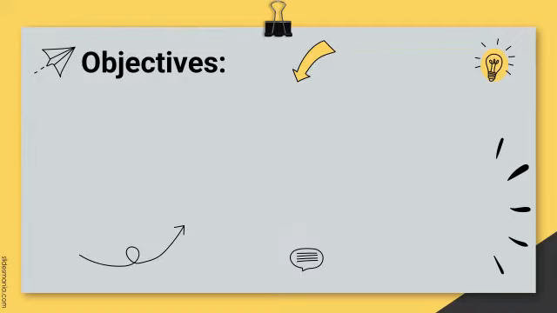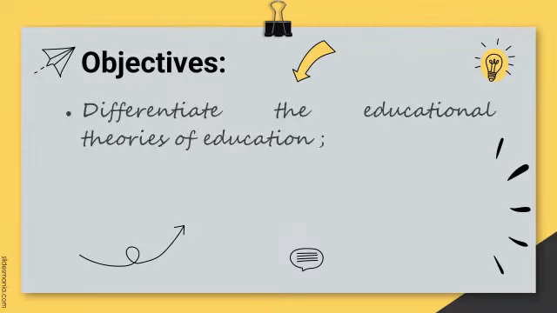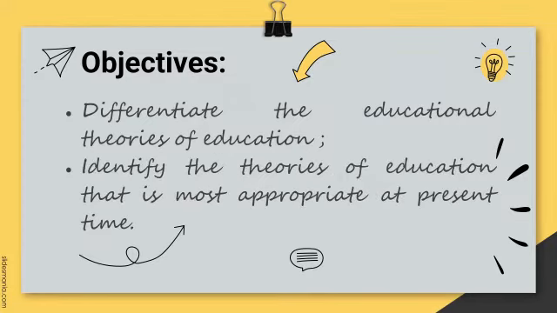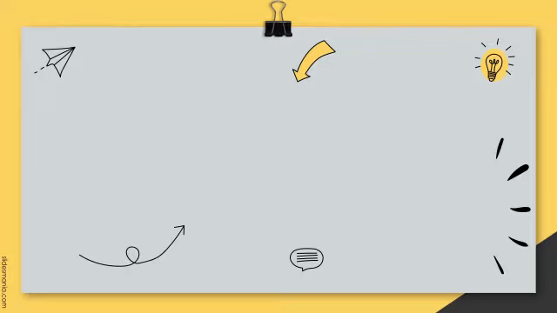At the end of this session, you are expected to differentiate the educational theories of education and identify the theories of education that are most appropriate at present time. Before we proceed to our topic, let us have an activity. Presented to you are jumbled letters. I would like you to arrange these letters to form a word or words suitable to the given meaning.